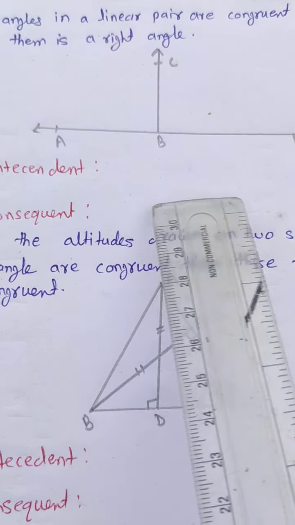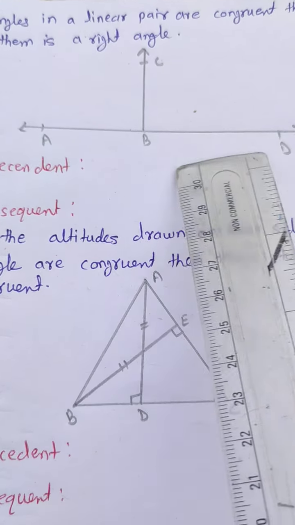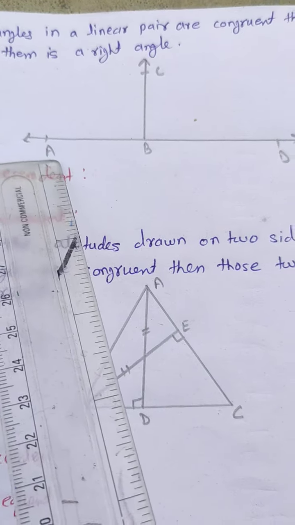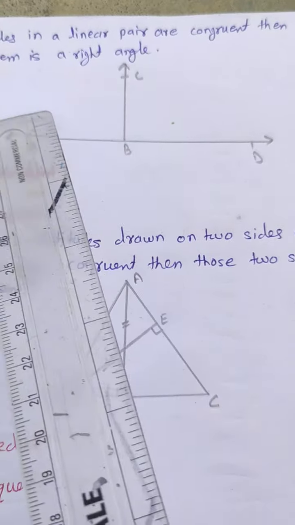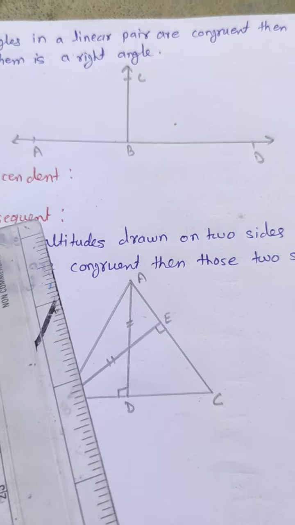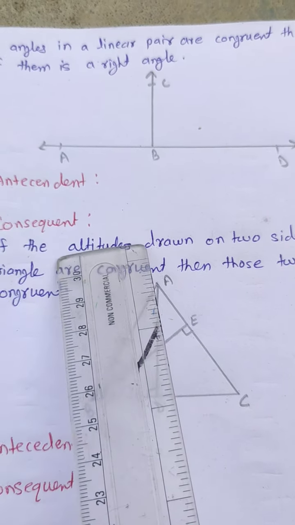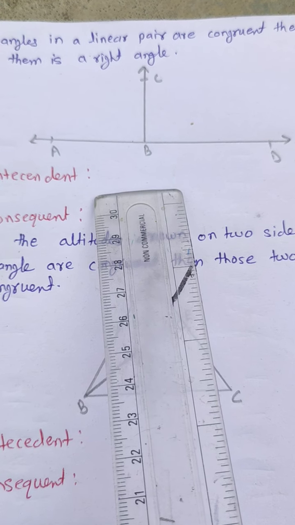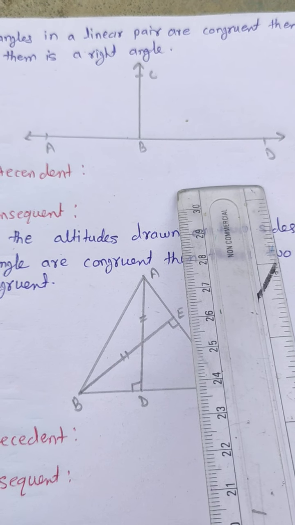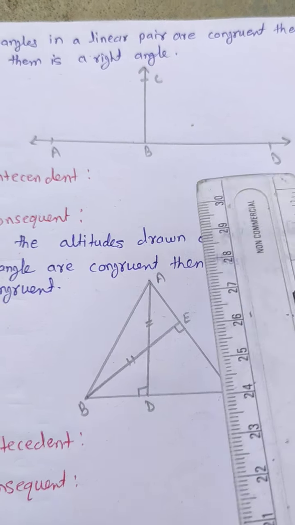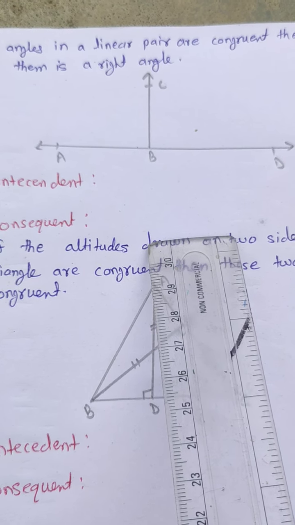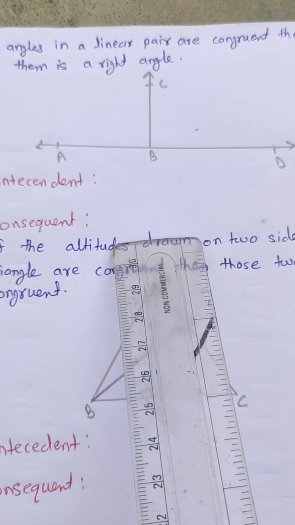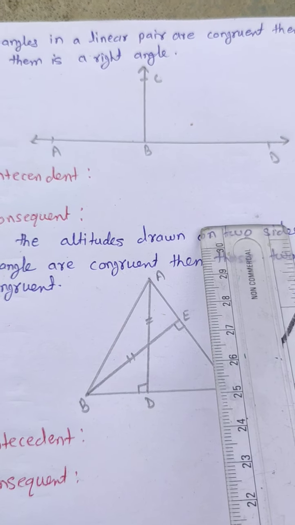Now see, I am drawing a diagram of linear pair angles. See here, angle ABC and angle DBC. Two linear pair angles are there. You have to write the antecedent and consequent. In the antecedent, write angles ABC and DBC are a linear pair. In the consequent, write ABC and DBC are both right angles. That means angle ABC equals angle DBC equals 90 degrees.